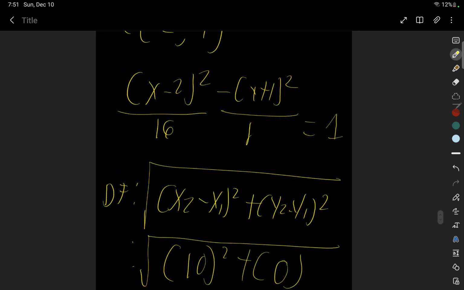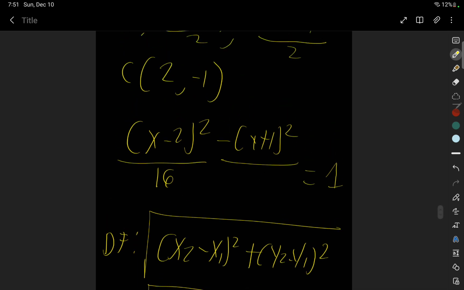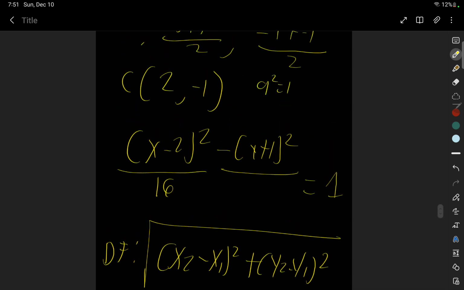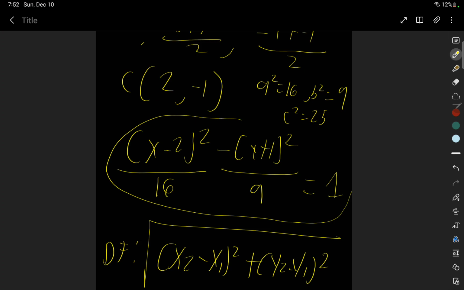Ang tanong, what is b squared? Label na natin dito ang nakuha natin. a squared is 16. b squared wala pa. c squared is 25. So b squared, simple lang. c squared minus a squared: 25 minus 16, which is 9. So, you now have the standard equation of the hyperbola. Di ba ang dali lang?